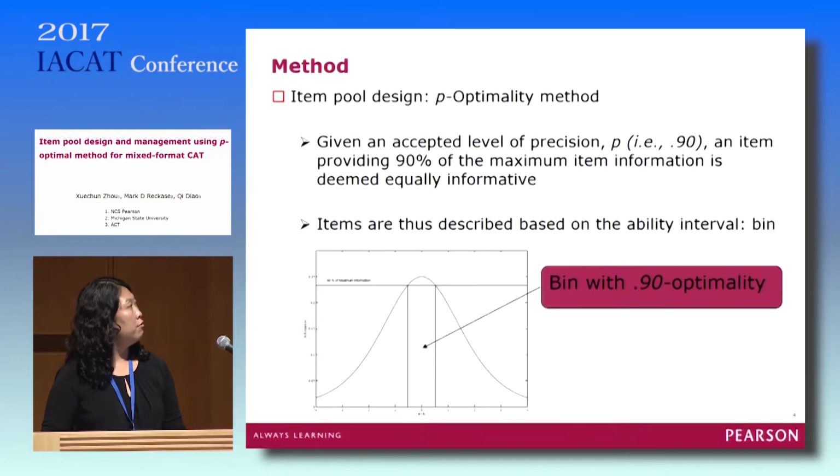So here, this is the item information function, and the horizontal line is the 90% of the information. Any items that can provide equal or more than 90% of the information here are deemed to be equally informative. And from this horizontal line, if you go down to the theta scale, it is equivalent to negative 0.3 to positive 0.3, then you will have your bin size for this particular one. And that is the bin with 0.9 optimality.